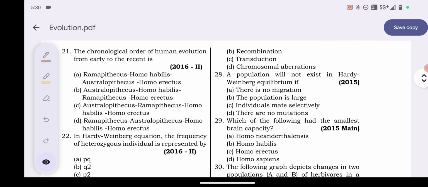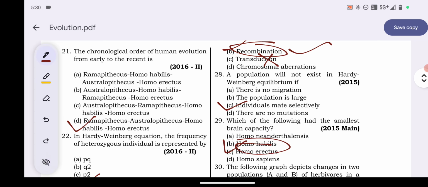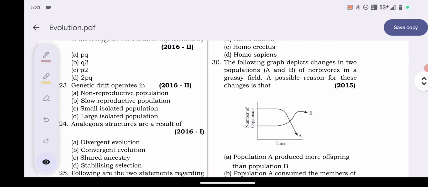Next, 29. Which of the following had the smallest brain capacity? According to the options, option number B, Homo habilis, is the answer. Homo habilis has the smallest brain capacity, that is 650 to 800 cc. Homo erectus has 900 cc and Neanderthal man has 1400 cc. And Homo sapiens is 1350 cc.